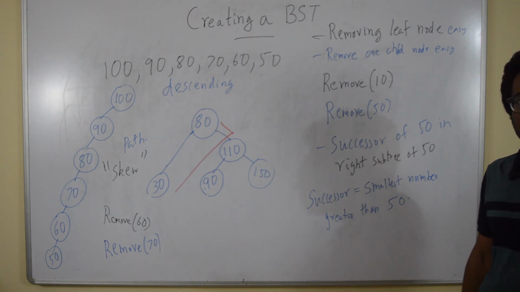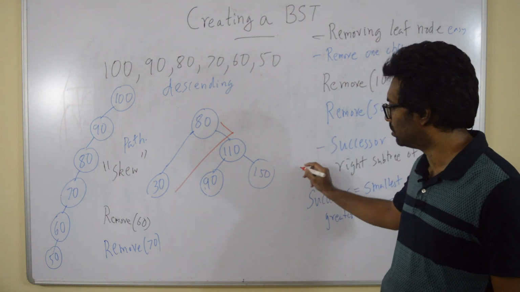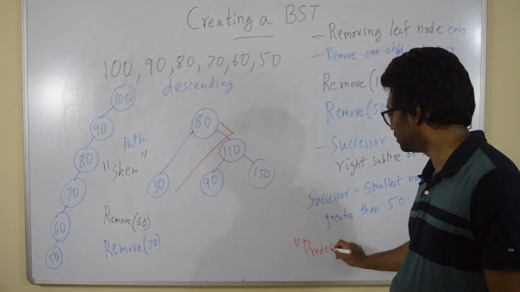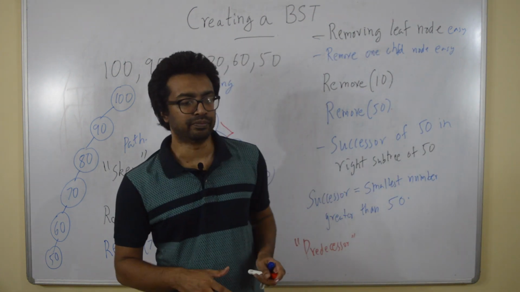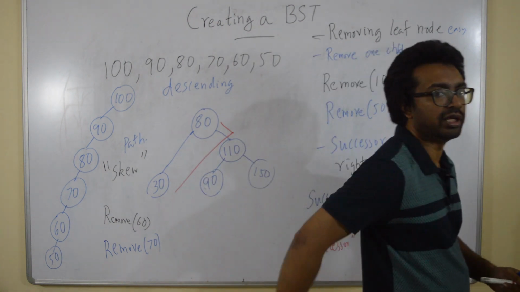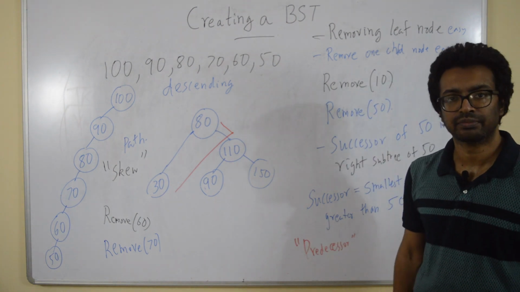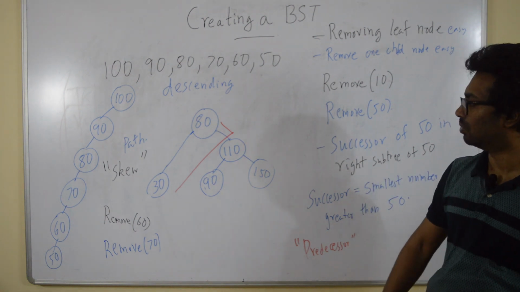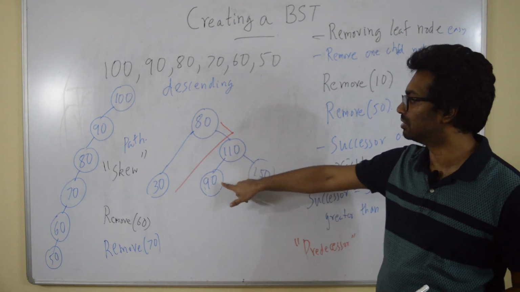Now here is a question. You could have also done the following. Here I found out the successor, but you could have even removed the predecessor. Okay, predecessor is basically the largest number smaller than here it's 50. Predecessor of 50 in natural numbers is 49. Okay, largest number smaller than 50, 49. On the other hand here, what is the predecessor of 110? On its left subtree, 110's predecessor is 90.